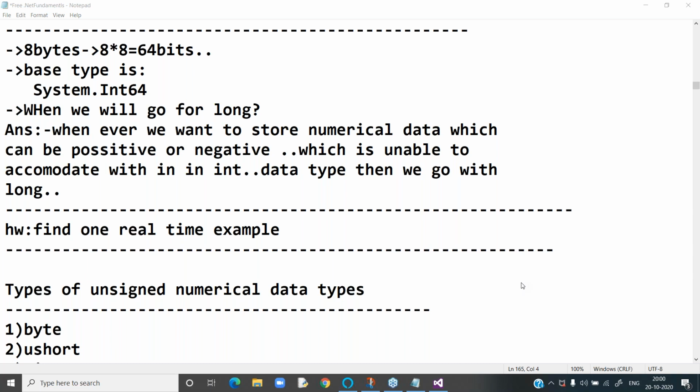Hello, hello. There are three homeworks pending for you. Real time examples for Aadhaar number. How can you say Aadhaar number is a positive value? Only positive, there is no negative value. It will come under unsigned numerical data type. Again and again I'm asking for examples, and again you are giving the same response.